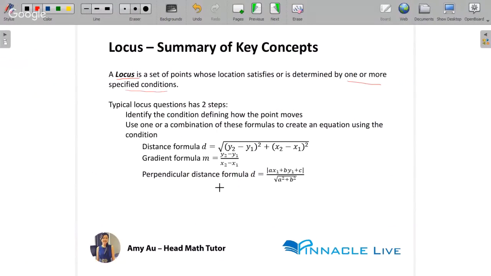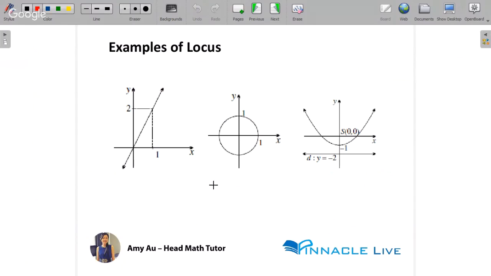Let me just skip to the next slide. Examples of locus, and the pictures are a little bit fuzzy, but the idea here is we're just working with graphs. So it's all going to come out as a function of some sort, like a straight line, circle, parabola. They are the most common ones. That's what we're trying to deduce in a lot of these questions.